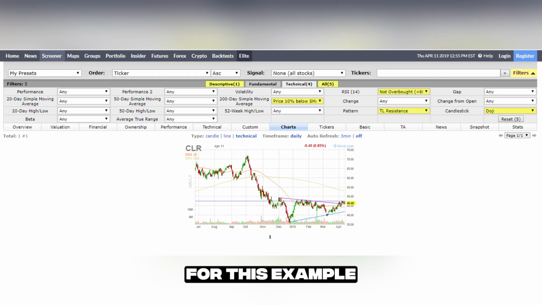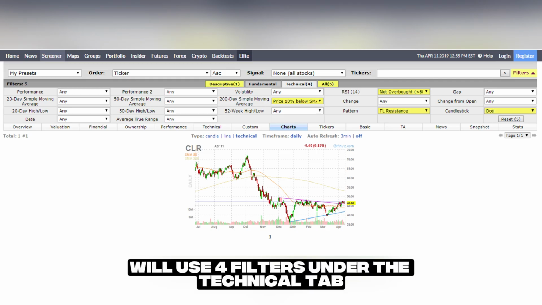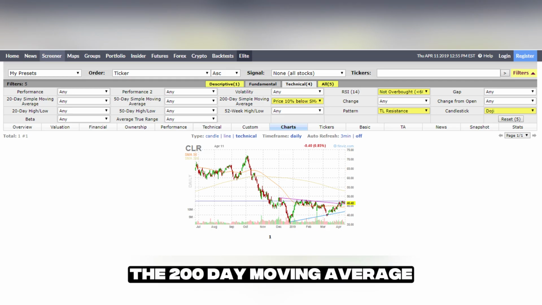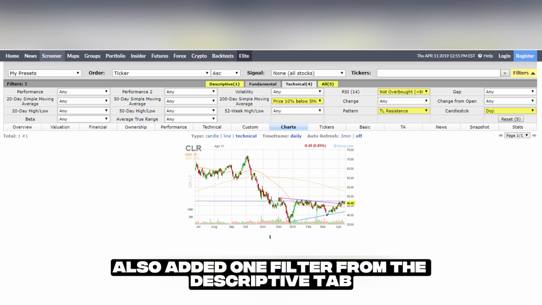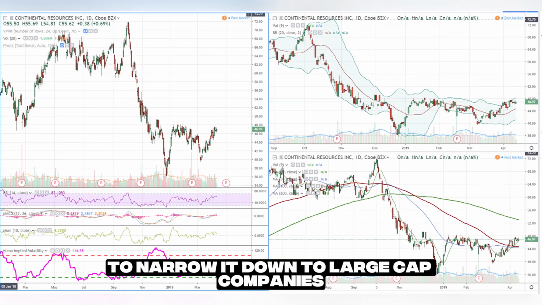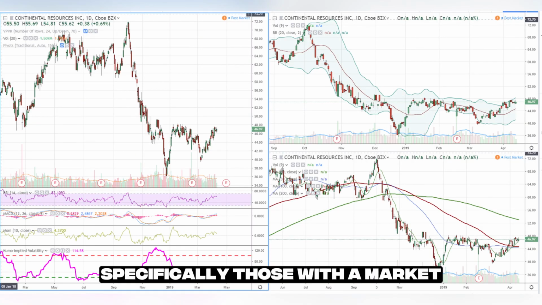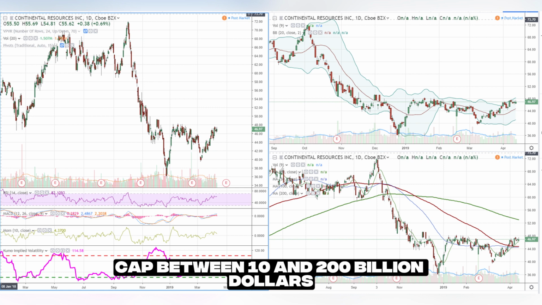For this example, we'll use 4 filters under the technical tab: the 200-day moving average, RSI pattern, and candlestick. I also added 1 filter from the descriptive tab to narrow it down to large cap companies, specifically those with a market cap between $10 and $200 billion.